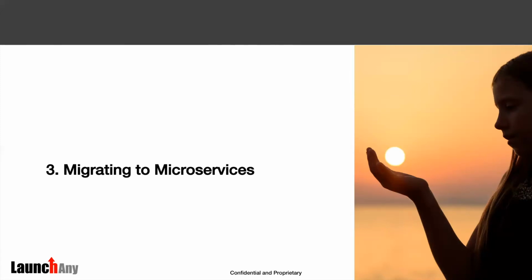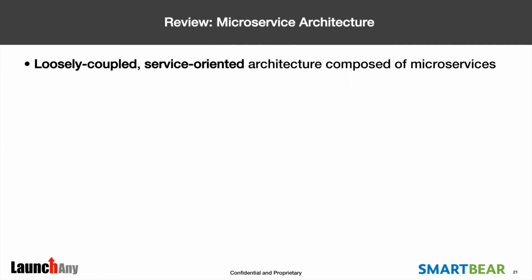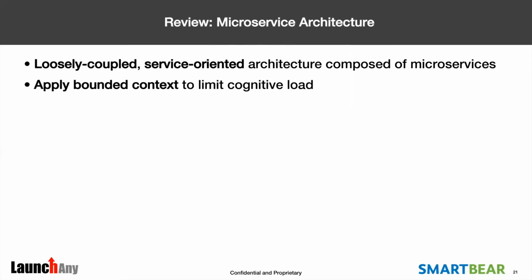Now, the third thing we're seeing within enterprises is a migration to microservices. Just as a review, microservice architecture is really about a loosely coupled service-oriented architecture composed of these microservices. These microservices themselves are focused on delivering one and only one thing and doing it really well. They exist within a bounded context, and it allows these services to limit the cognitive load of the developers that work on them, because the code base is much smaller and the problem set that they solve is much smaller. Then they cooperatively work together to solve larger and larger problems.